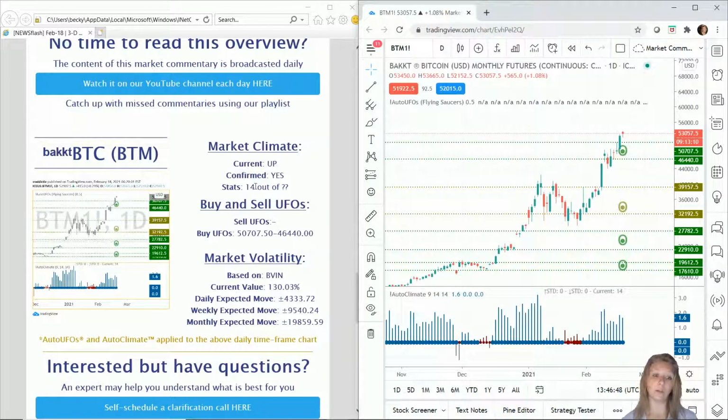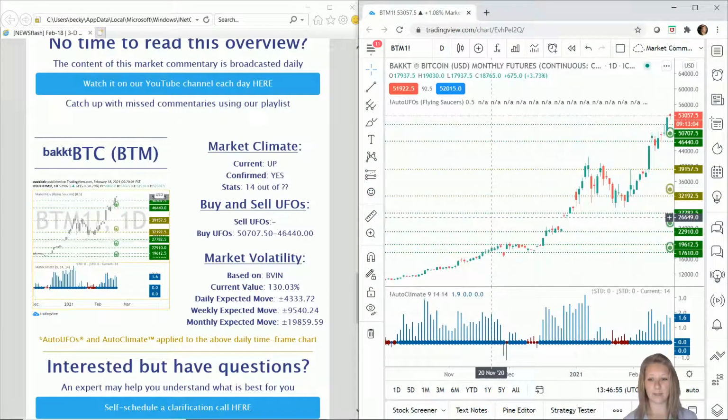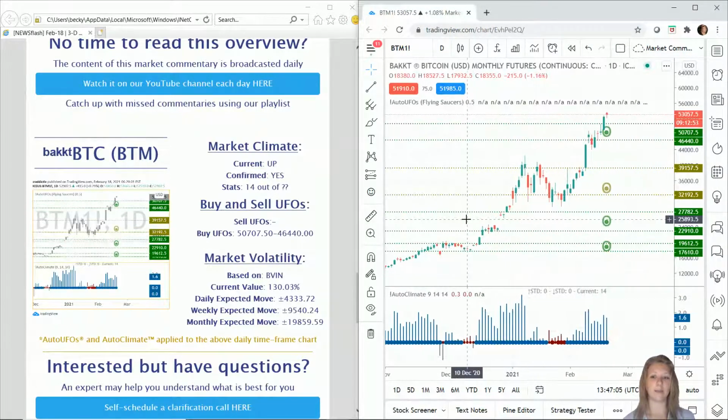What we do know is that we've had a move of 14 to the upside. If we look back a little bit here, we can see that obviously Bitcoin goes through phases where it goes up a lot, and then it might pause for a little bit, and then it goes up a lot, and then it might come down for a little bit, and then it goes up a lot. So 14 doesn't necessarily mean that it's overbought, that it's overstretched, but we don't know.